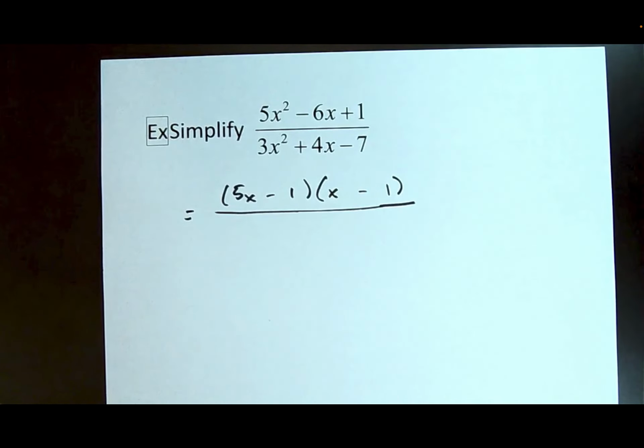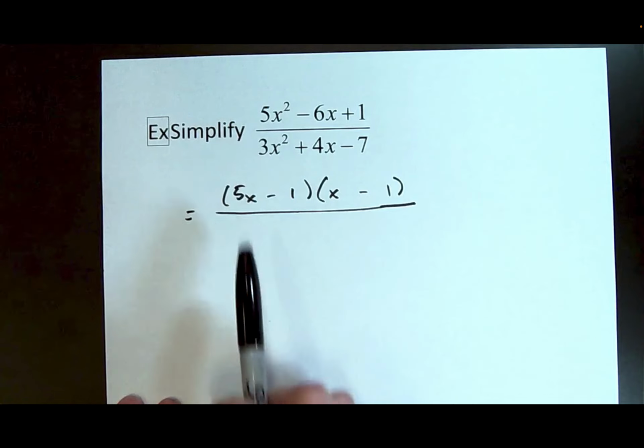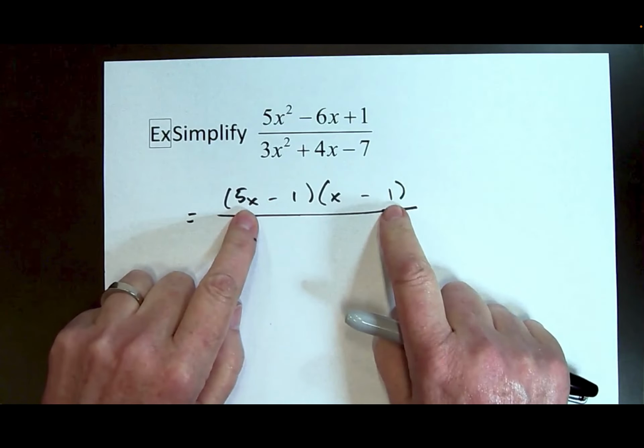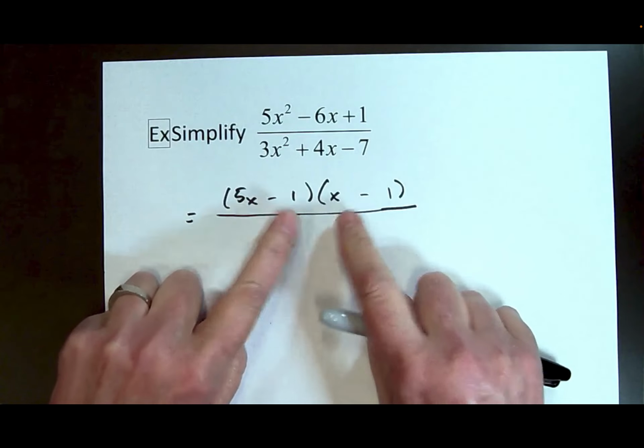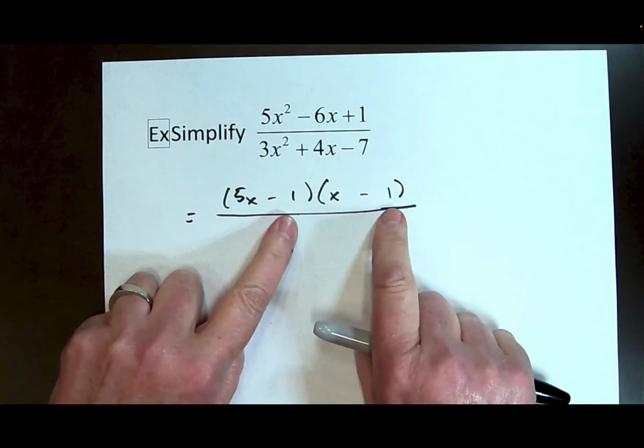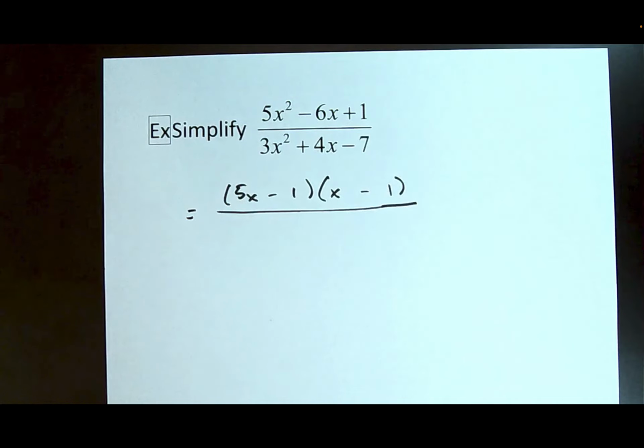Quick check to see if it's right. 5x times x, yep, that's 5x squared. The outer terms will give me -5x. The inner terms -x. -5x minus x, yep, that's -6x. And -1 times -1 is +1.